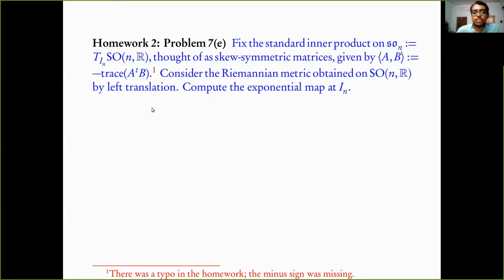Okay, so anyway, the question is, consider the Riemannian metric obtained by left translation. We discussed what a left translated metric is at length in the very first question. We want to compute the exponential map at I_N. Remember, this is a priori not the matrix exponential, even though it's tempting to say that this is going to be the matrix exponential. The matrix exponential is some map from the Lie algebra to the Lie group. This exponential is the metric exponential, meaning for every Riemannian metric, you can use the exponential map defined via the geodesics, and that's the map that we are looking for. So make sure that you understand this distinction.